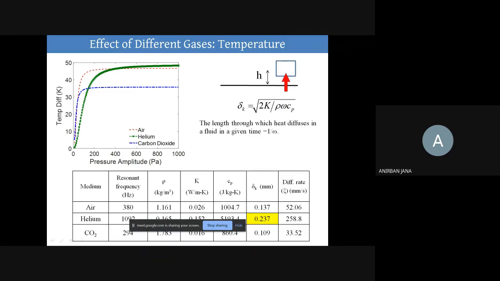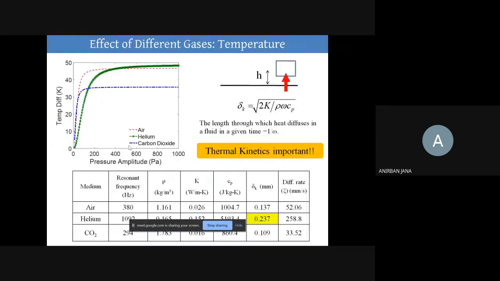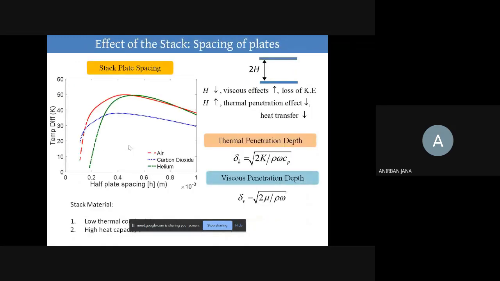But one thing is, the slopes of these two curves are different because of the CP value. Helium has a very high CP value. So for the same pressure amplitude, that is for the same temperature amplitude, you will have a smaller temperature difference, because it requires a large amount of heat per unit temperature difference. So yeah, the main conclusion is that the thermal acoustics is very important here, which is not really evident in other cases. The next thing is the stack spacing. The stack spacing, again, the conclusion.